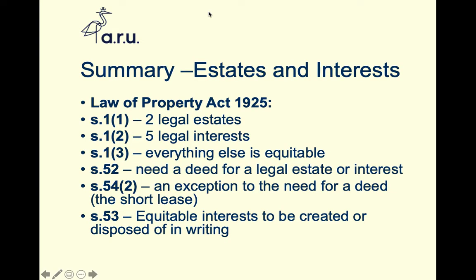So just to sum up again, where you've got two legal estates and five legal interests, under Section 52 we would need a deed in order to make those legal. Under Section 1(3), everything else being equitable, we would require that to be disposed of in writing. The exception again is Section 53(1)(b), where there is a beneficial interest under a trust.